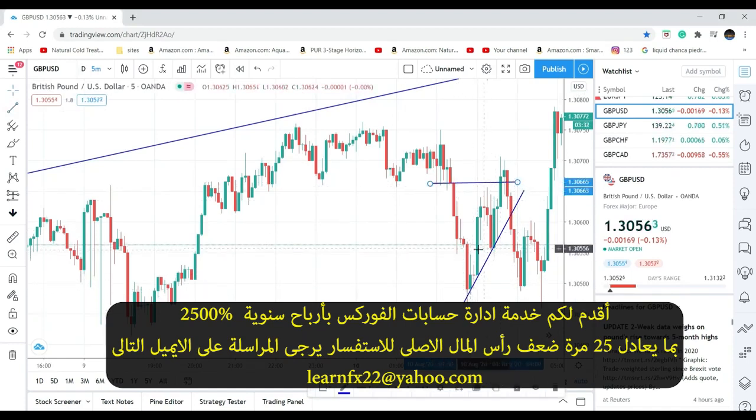You have 1, 2, and it just broke this trend line right here. Like I said before, sometimes you can use 2, sometimes you can use 3. I like to use 3 a lot of times, but sometimes you see 2, and if you want to take that trend line break, you can take it, right?